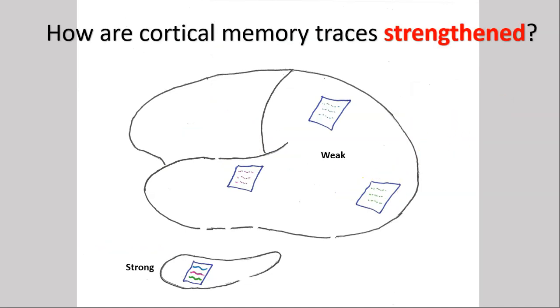So the question that remains then is, how are cortical memory traces strengthened? And we will see there is a starring role for the hippocampus, again, in that part of the story coming up next.